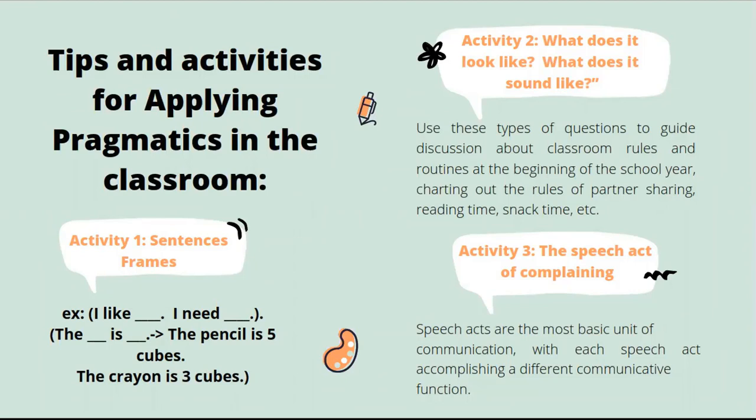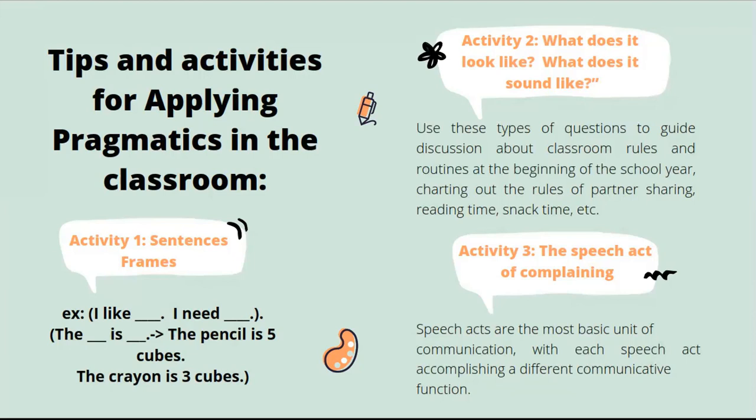The activity number 2 is called What Does It Look Like? What Does It Sound Like? Use these types of questions to guide discussion about classroom rules and routines. In this process, the teacher is assessing what students know about these activities.